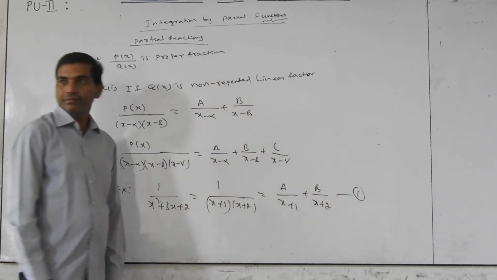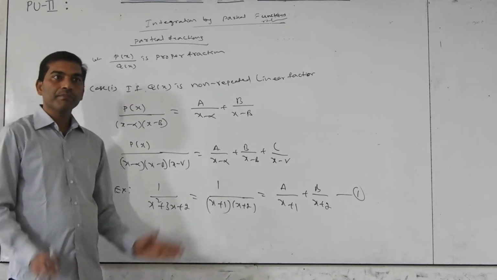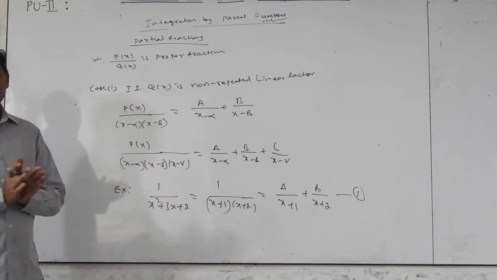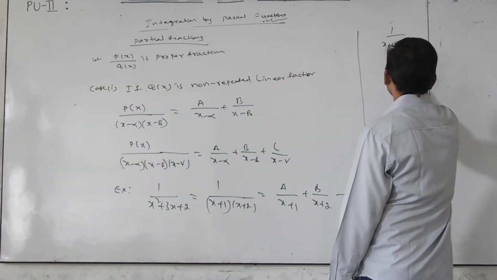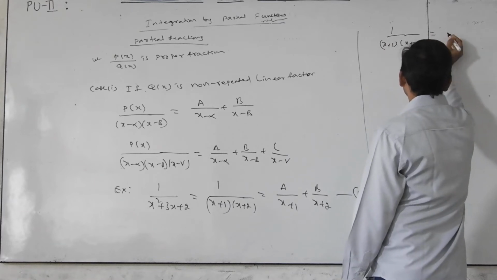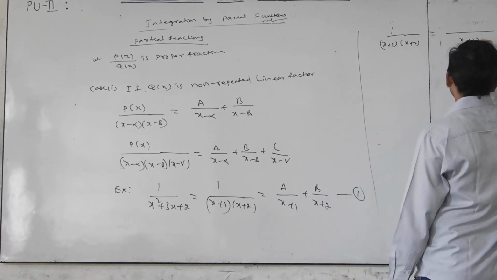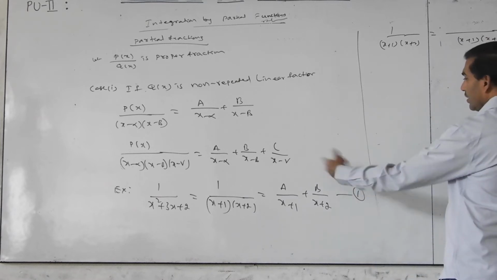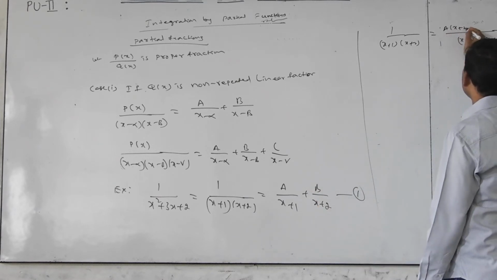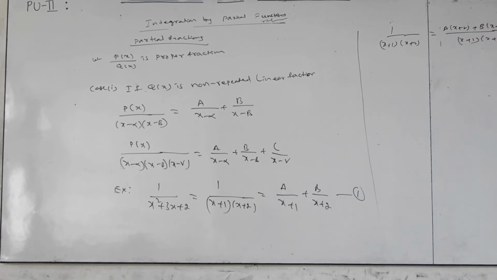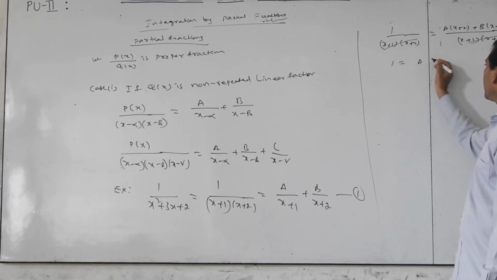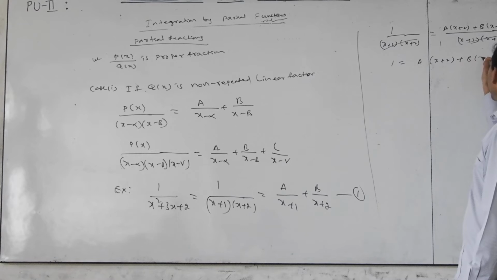This is equation 1. How can we solve for a and b? By equating numerators. 1 by x plus 1 into x plus 2 equals a by x plus 1 plus b by x plus 2. The denominator is cancelled, and the numerator gives 1 equal to a into x plus 2 plus b into x plus 1.